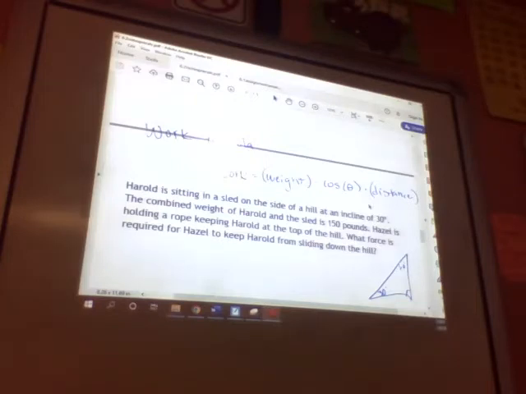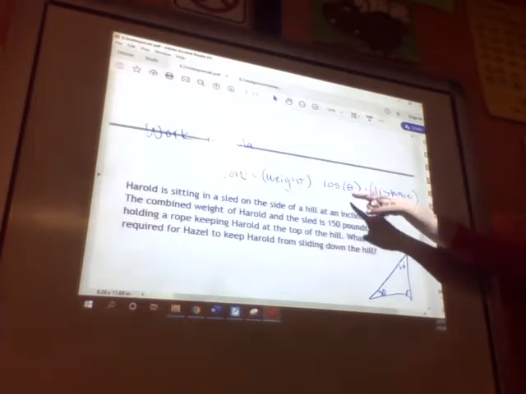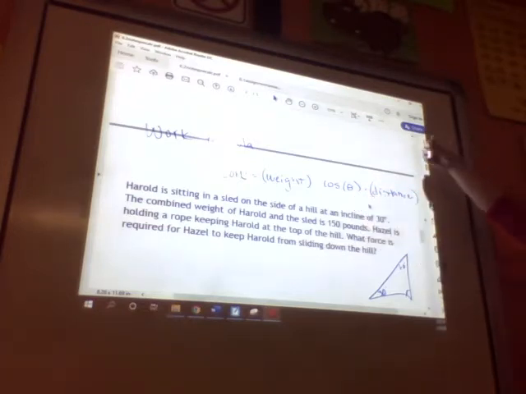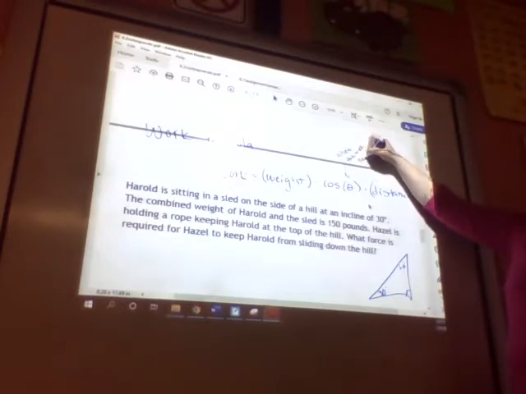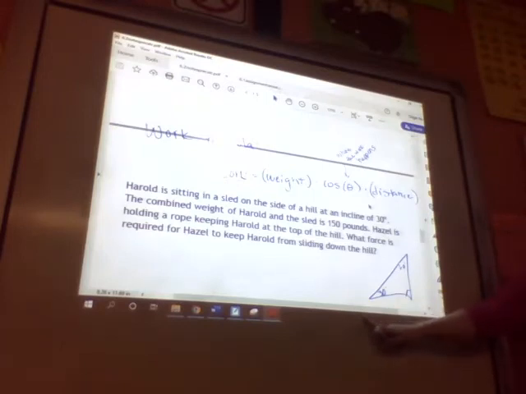So either way, that is actually going to be important as we talk about the cosine of the angle, because this angle is where the work happens. Turns out that Hazel is not at the bottom of the hill trying to prevent Harold from going down. She's at the top of the hill. So in that case, we do need to use the 60 degrees versus the 30 degrees, because we need the angle where the work is happening. So got to watch out for that piece. Don't put in 30 just because it said 30.